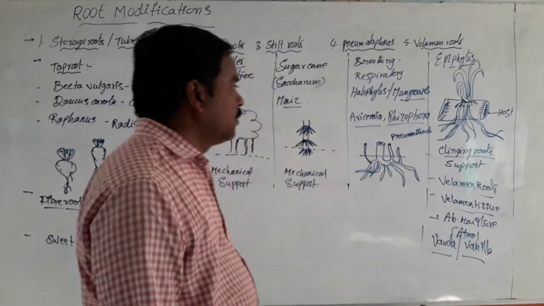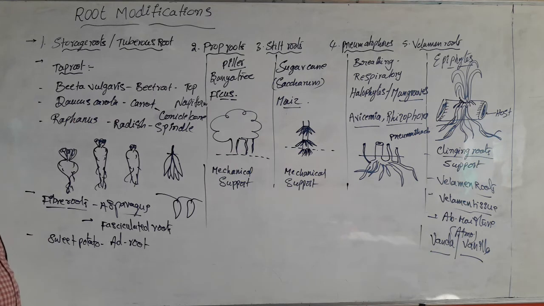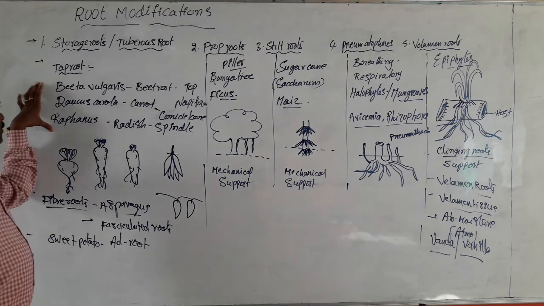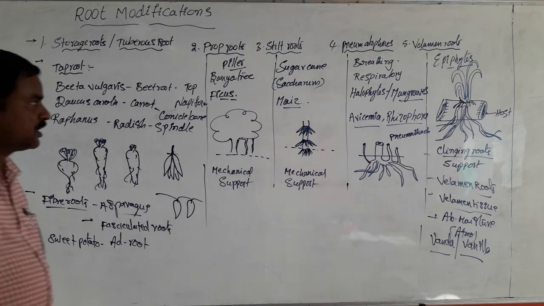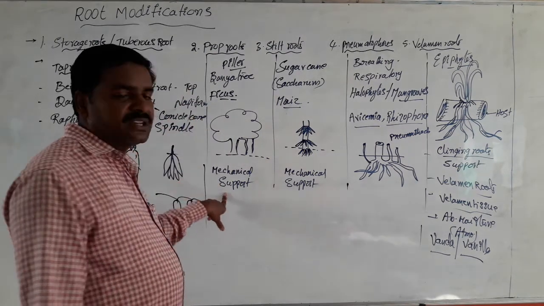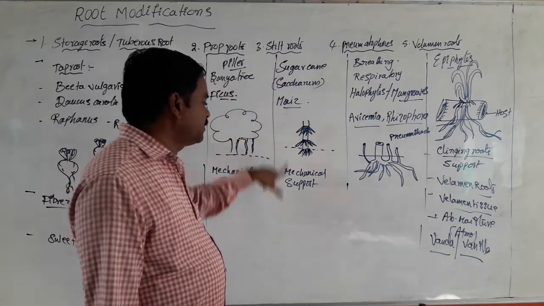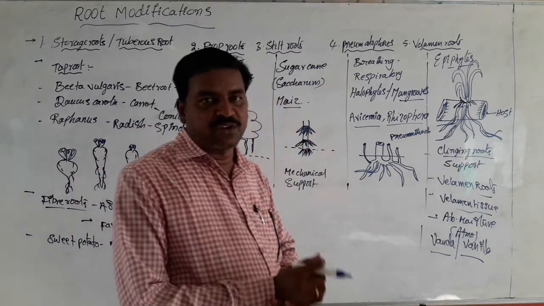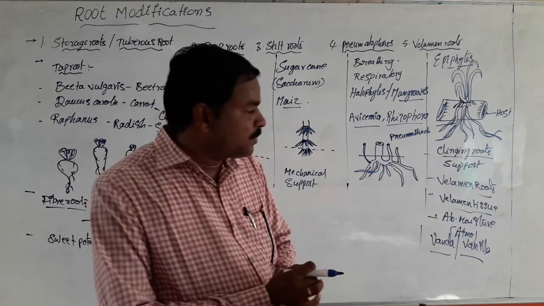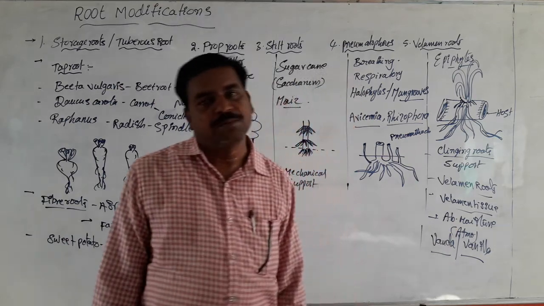Students, these are the root modifications. One is storage roots or tuberous roots. Taproot stores food material in this type of plant, fibrous root stores food material in asparagus, and adventitious root stores food material in sweet potato. Prop roots maintain mechanical support in banyan tree. Stilt roots in sugarcane and maize are supporting roots. And pneumatophores help in the breathing process or respiration by absorbing oxygen from the atmosphere. And velamen roots can absorb moisture from the atmosphere.